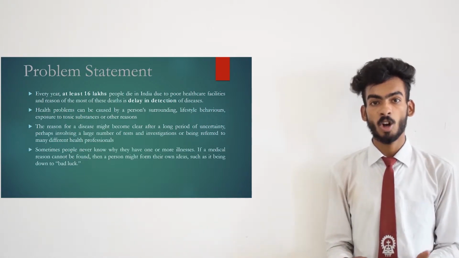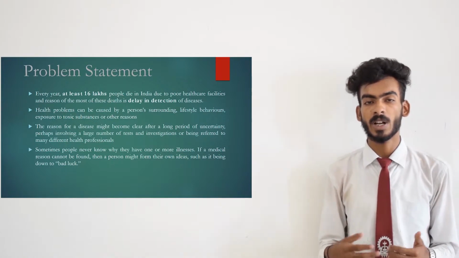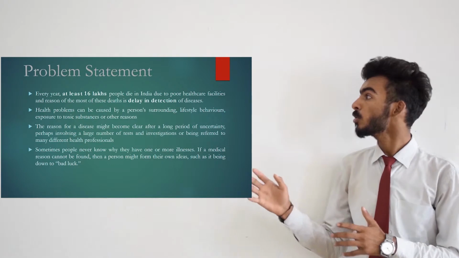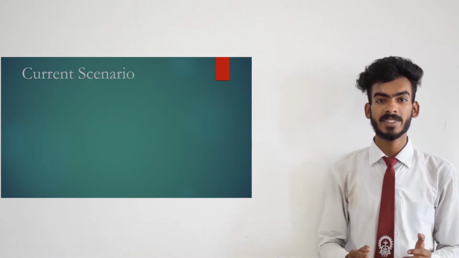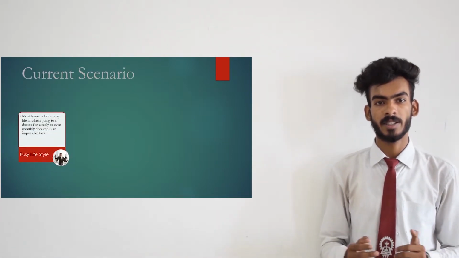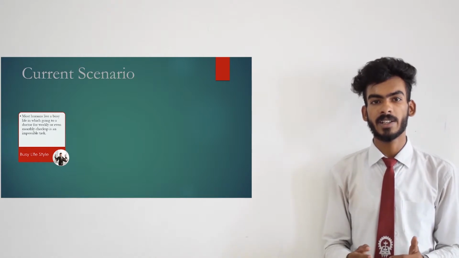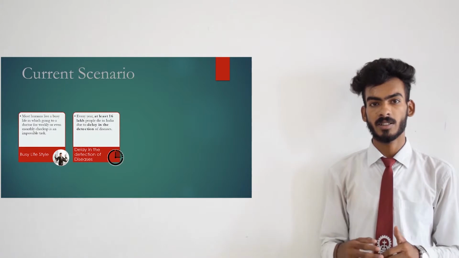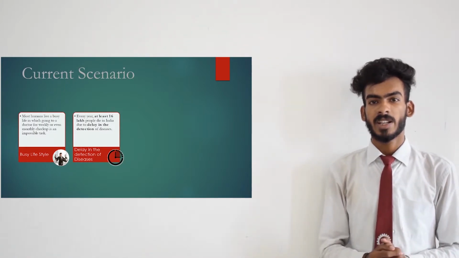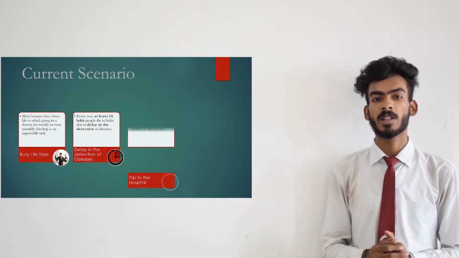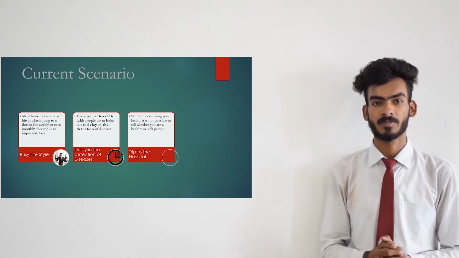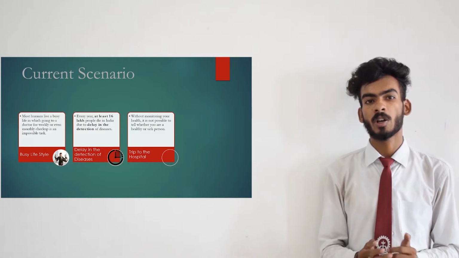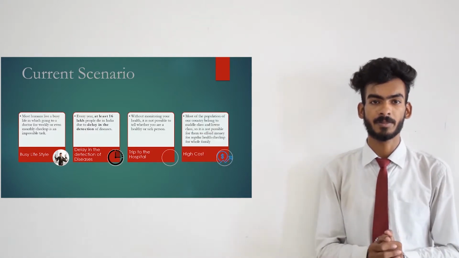If a medical reason cannot be found, then a person might form their own ideas, such as it being down to bad luck. Now moving to current scenario. Over 60 lakh people die in India due to poor healthcare. Most of the people don't get correct treatment, and in most cases people die because of delayed detection of diseases. It is not possible for everyone to regularly visit the hospital for a health checkup with the whole family, and it is next to impossible for government doctors to regularly check the health of all the people in the city.